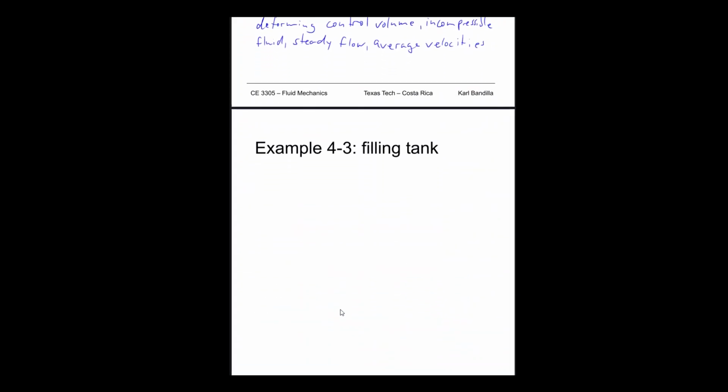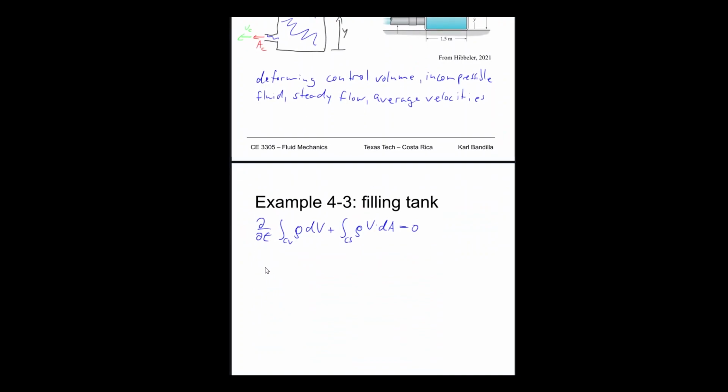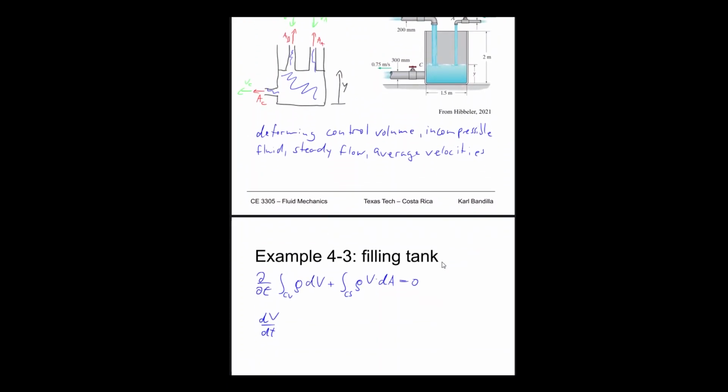All right, then let's write our full continuity equation. That would be d/dt of the integral over the control volume of rho dV, plus the integral over the control surfaces of rho V dot dA, is equal to zero. Now, what did we say? We said it's incompressible, which means that our densities don't change, so we can just cancel them out. That's good. We do know that our control volume is going to be changing, so we have to leave that in. So we can write dV/dt, the change of volume in time. And then if we use average velocities, we can just do our VA for each of those flows.